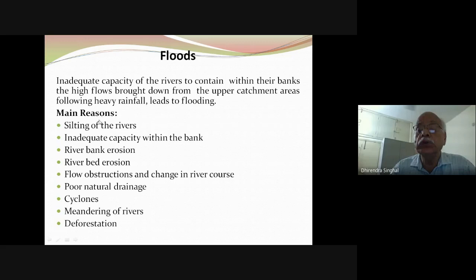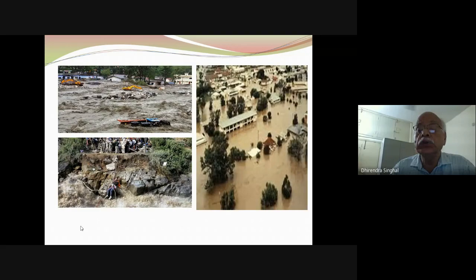Many reasons, main reasons are silting of the rivers, inadequate capacity within the bank, river bank erosion, river bed erosion, flow obstructions and change in river course, poor natural drainage, and cyclone, as I said, heavy rains, storm surge, that's why that also leads to flooding, meandering of the rivers, deforestation. Very often we hear that forests are decreasing, flood chances are increasing. And these are typical photographs. These are from Uttarakhand and this is from Kerala. Flood.